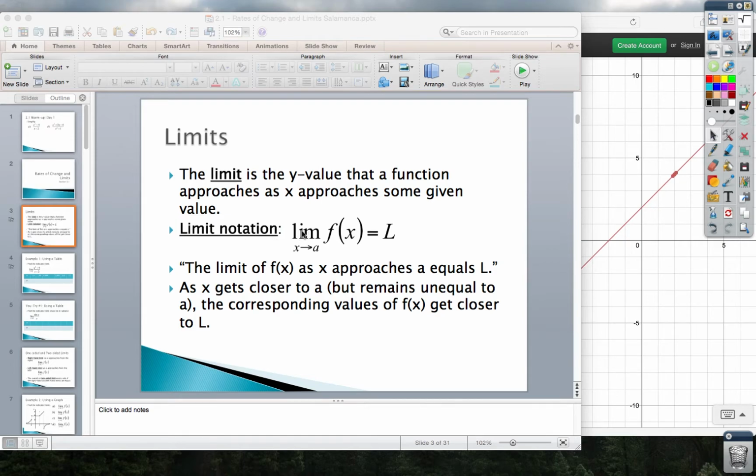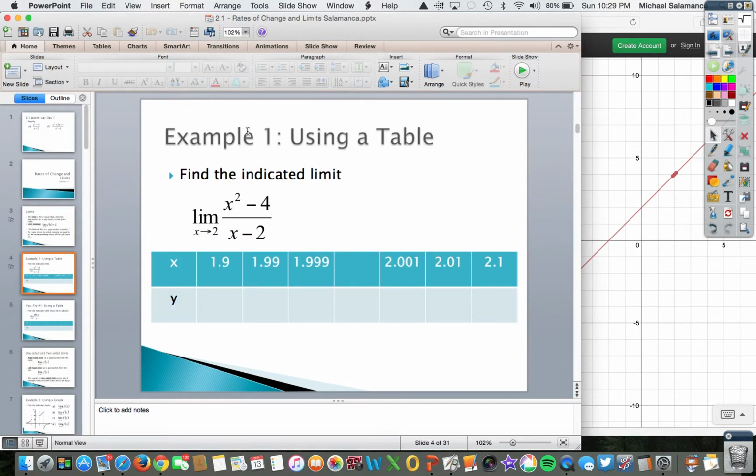The way we read it is the limit as x approaches a of f of x equals L. Now, L is the limit that we're approaching. So as x gets closer to, but remains unequal to a, the corresponding values of f of x get closer to this limit. So let's look at a more specific problem that should help make this easier.